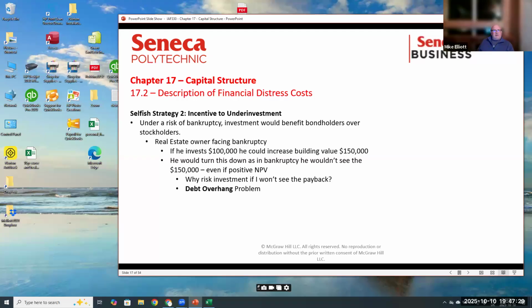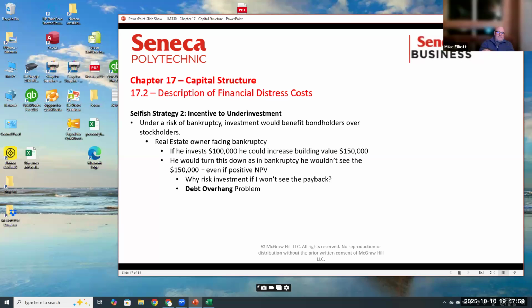What's the second problem? Incentive to underinvest. Now, think about this one. I'm a real estate owner facing bankruptcy. I have a building. If I invest $100,000 in this building, I know I can increase the value of that building to $150,000. So I know I can get a 50% return on my investment.